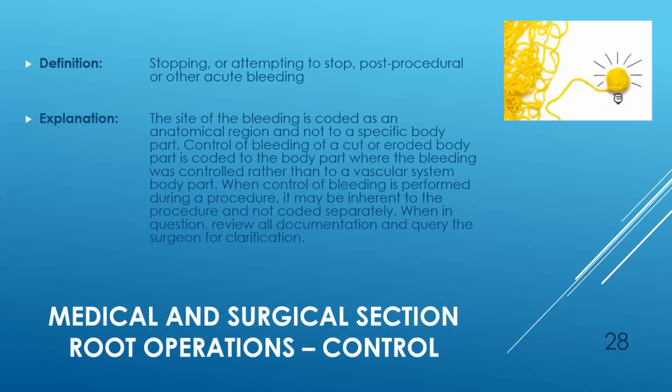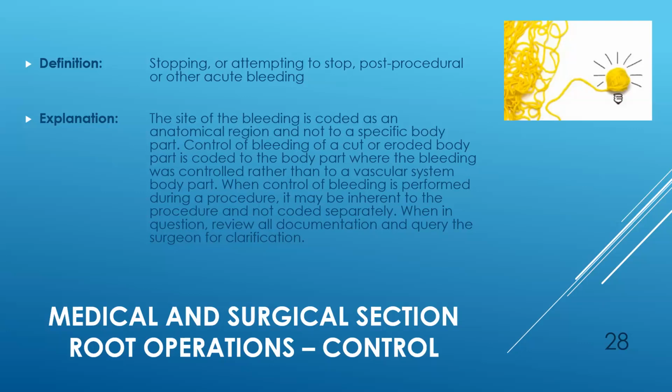Control. Stopping or attempting to stop post-procedural or other acute bleeding. Other acute bleeding was added, after much deliberation at the coordination and maintenance meetings. The site of the bleeding is coded as an anatomical region. They don't get into the nitty gritty of what artery or what vein was bleeding, and not to a specific body part. Control of bleeding of a cut or eroded body part is coded to the body part where the bleeding was controlled rather than to a vascular system body part.